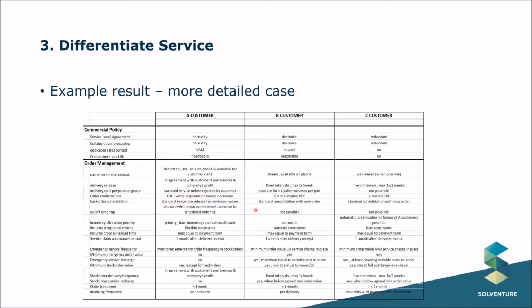Another example, which is a bit more detailed. Here I won't go too much into details. We will send you the slides, or you can ask for more information. So here what you see is, which type of services do we offer to A customers, to B customers, and to C customers.